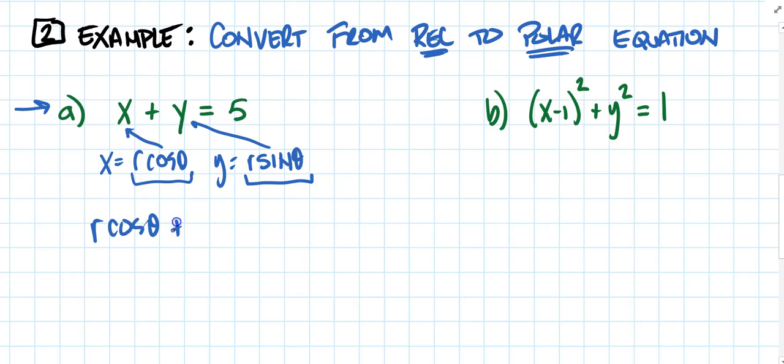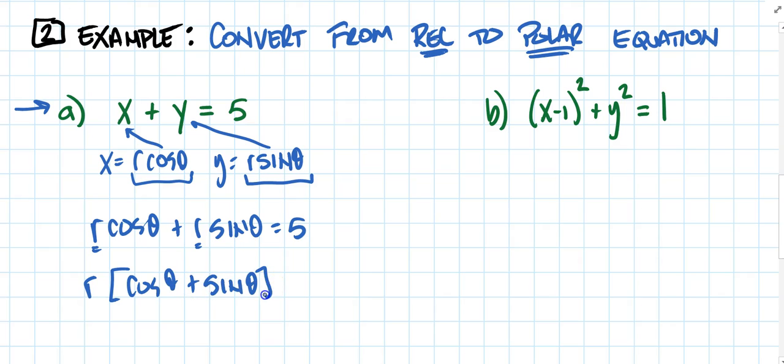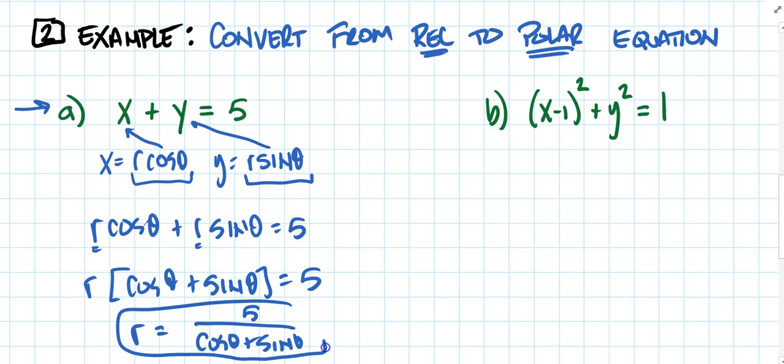R cosine theta plus r sine theta is now worth a 5. And what we want to do is isolate an r. So notice that I can factor an r out of the whole left side, and I would have r times cosine theta plus sine theta is now equal to 5. And if my goal is to isolate the r, I would be left with 5 divided by the quantity of cosine theta plus sine theta. And then I would be done.